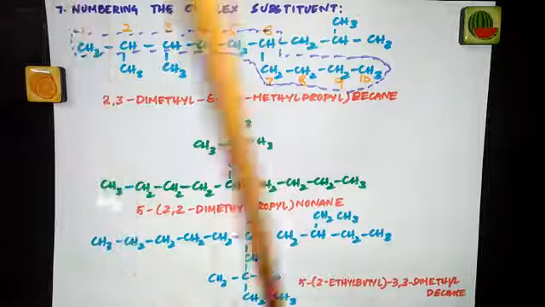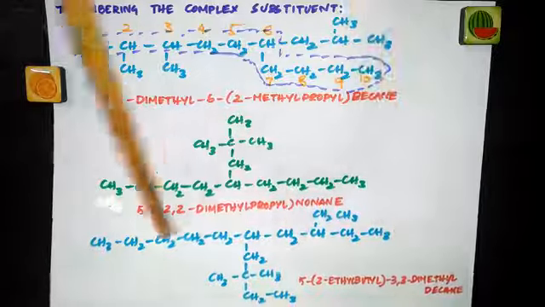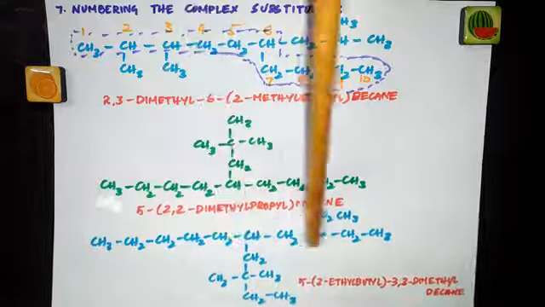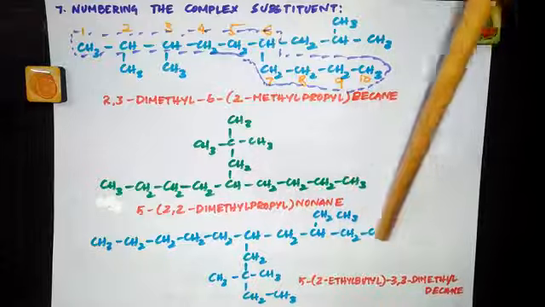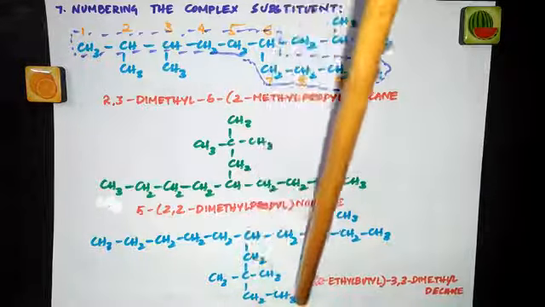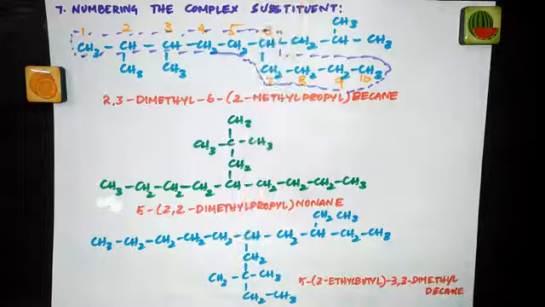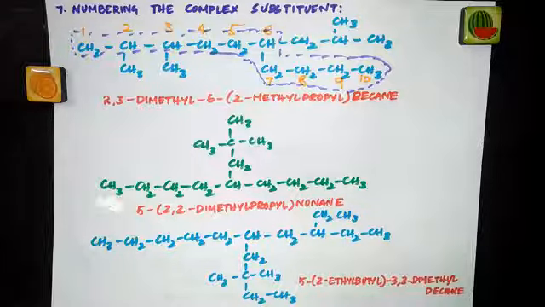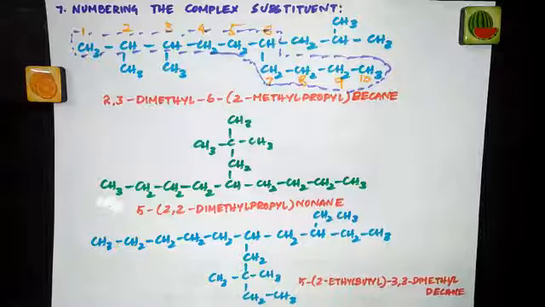Look at this compound. So I can choose this as the longest chain. 1, 2, 3, 4, 5, 6, 7, 8, 9, 10 carbon atoms. If I try this way, 1, 2, 3, 4, 5, 6, 7, 8, 9, 10. So this way also I can go. If you have 2 or 3 options of choosing the parent chain, because whichever way you count, you're getting 10 carbon atoms, then you have to go with the substituents. When you choose the parent chain, choose that chain which has more number of substituents.